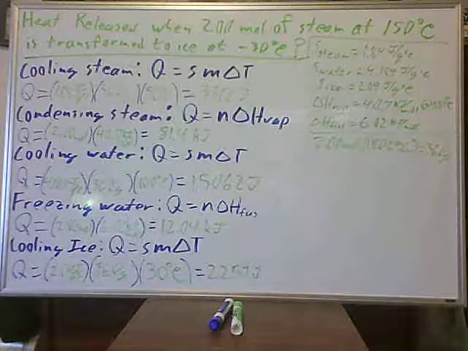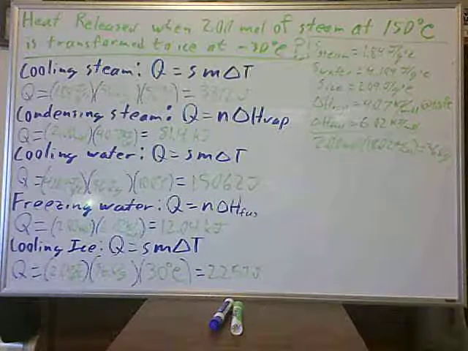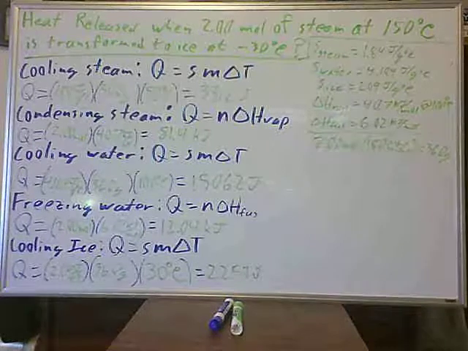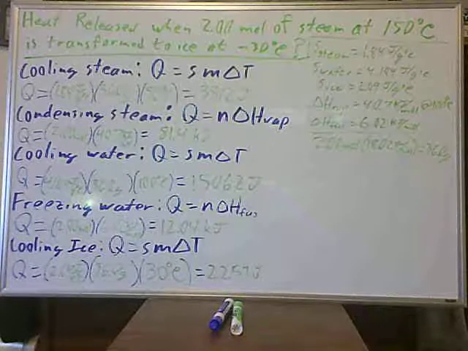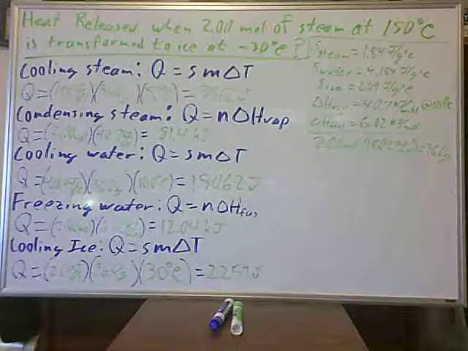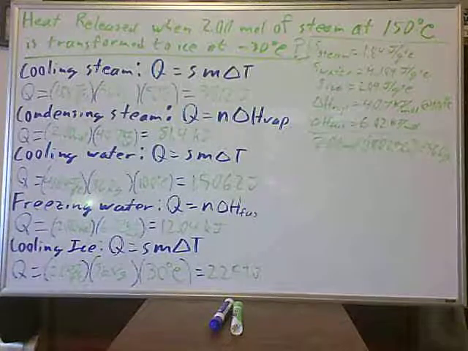We are looking for the heat release when 2 moles of steam at 150 degrees Celsius is transformed to ice at minus 30 degrees Celsius. We have a several step problem.